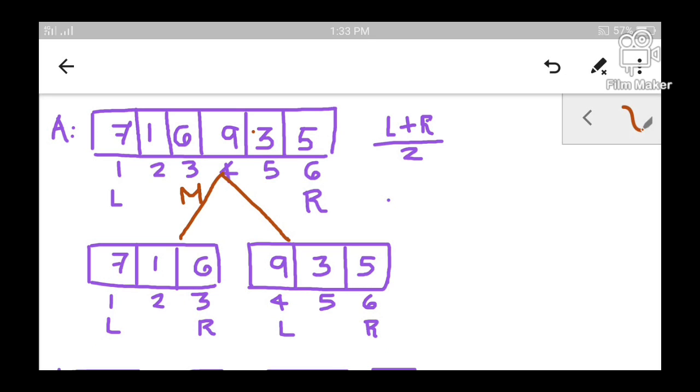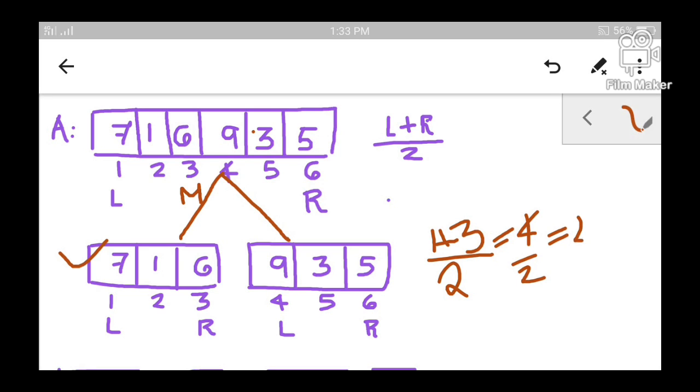Since we have two new arrays and they are still large enough, we have again decided to find the mid positions of the arrays. Let me take this array first. When we take the left array, we find that the value of L is 1 and the value of R is 3. To find the mid value, we need to add these two values, left plus right, that means (1 plus 3) by 2. 1 plus 3 is 4, 4 by 2 is 2, which means this is the mid position of the array.